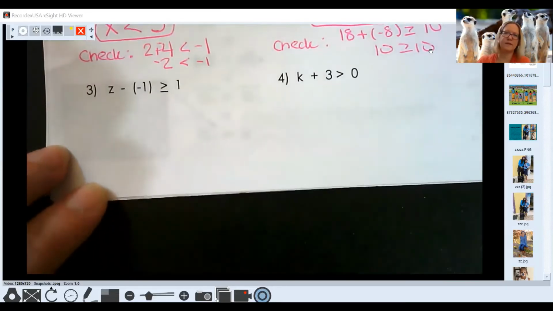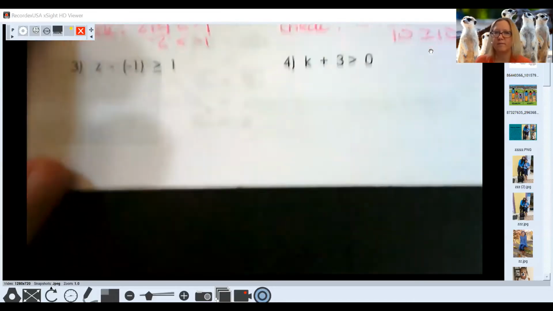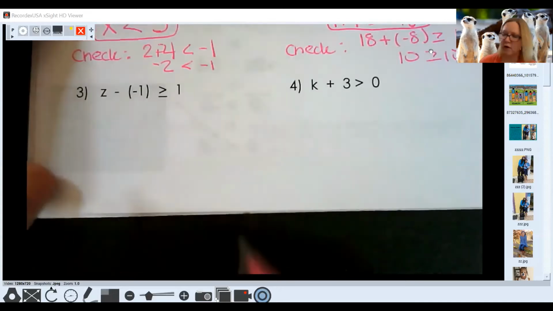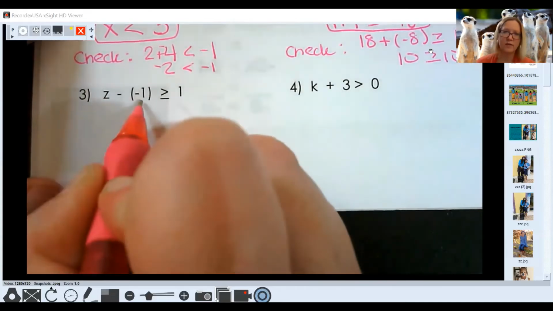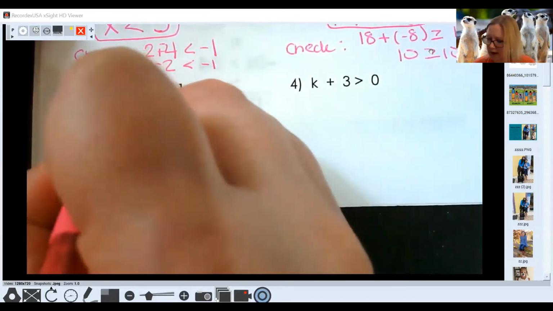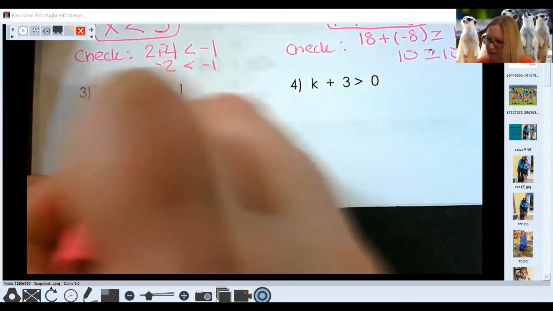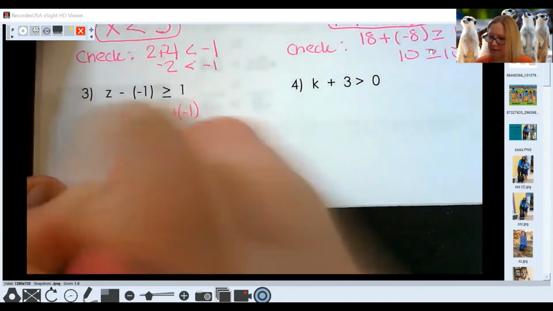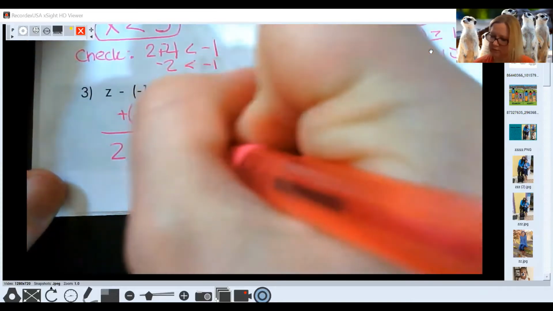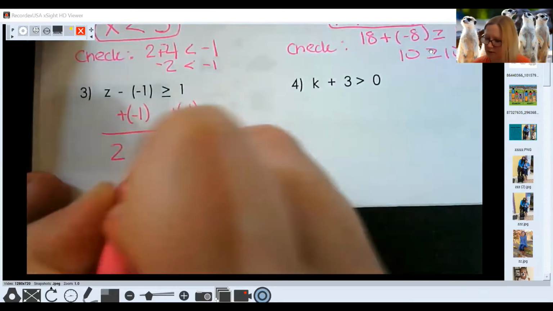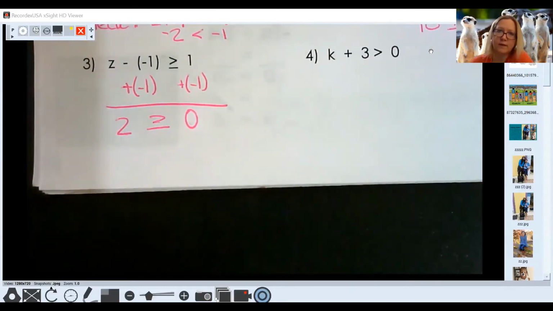All I'm going to say on this one is, again, be careful with your math, with the negatives. All right. So on this one, the inverse of subtracting -1 would be to add -1. So we'll add -1 on both sides of the inequality. That gives me z. And 1 plus negative 1 is 0. Okay, keep my inequality symbol. So my answer should be z is greater than or equal to 0.